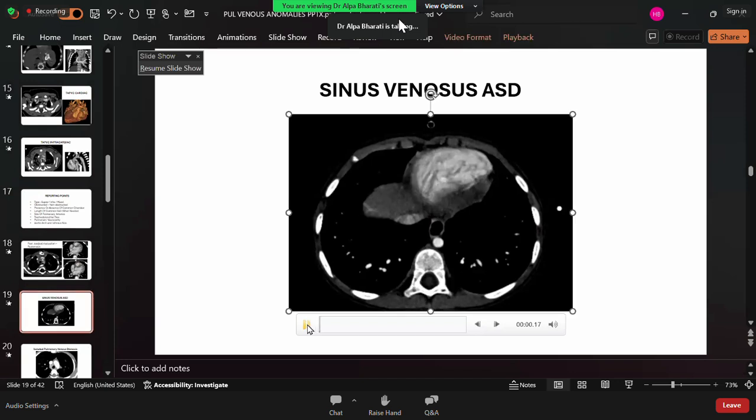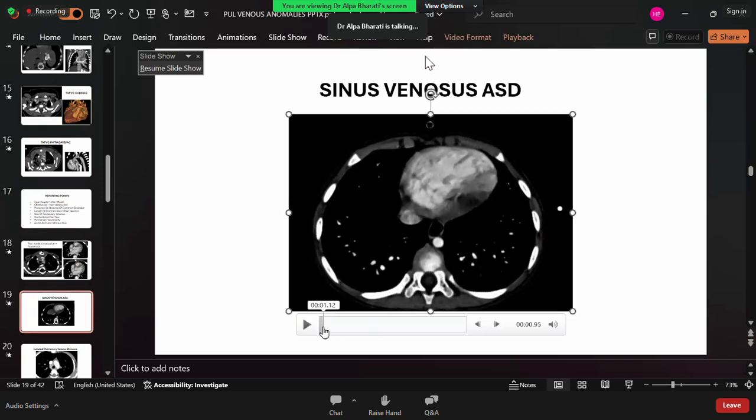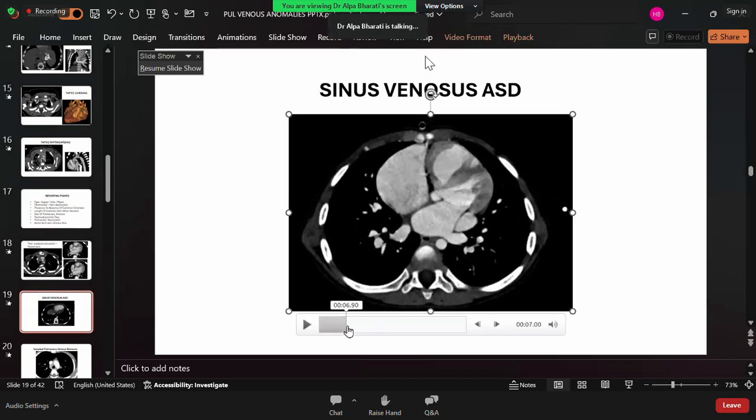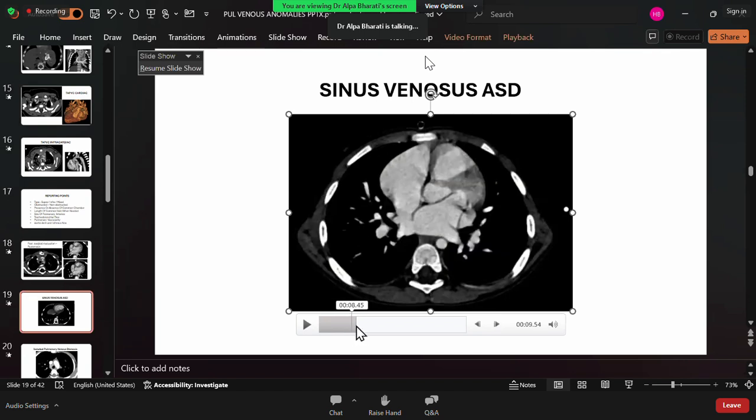Okay, so we'll see in this case only. So now we are seeing this is the left atrium, this is the right atrium, this is the triangular appendage. And this is the interatrial septum. When we are tracing the interatrial septum, you can see that there is a septal defect here. So this is an atrial septal defect.